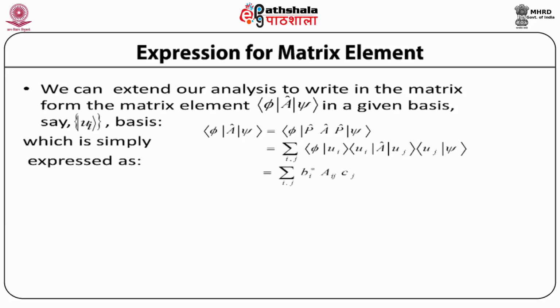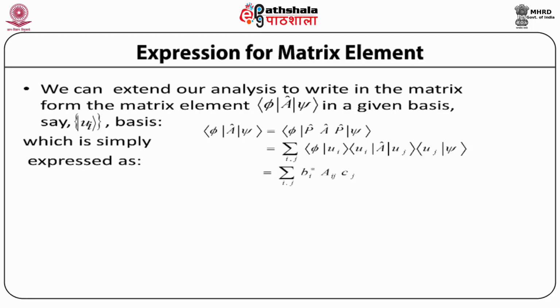Expression for matrix element. We can now extend our analysis of the bras and the kets to write in the matrix form the matrix element ⟨φ|A|ψ⟩ in a given basis, say the |u_i⟩ basis, which is simply ⟨φ|A|ψ⟩ = ⟨φ|(projection operator) A (projection operator)|ψ⟩, and this is equal to Σ_ij ⟨φ|u_i⟩⟨u_i|, which is the first projection operator in the above equation, A, then |u_j⟩⟨u_j|, which is the second projection operator in the above equation, and |ψ⟩.